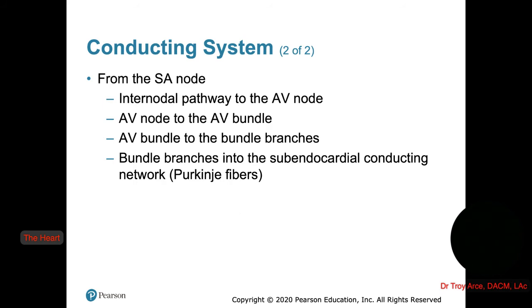From the sinoatrial node, the internodal pathway goes to the AV node, the AV node to the AV bundle, and you're getting down to the Purkinje fibers. So the AV node to the AV bundle, and then the AV bundle to the bundle branches. These bundle branches go into the subendocardial conducting network, and these are called your Purkinje fibers.